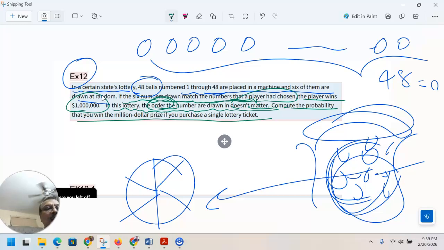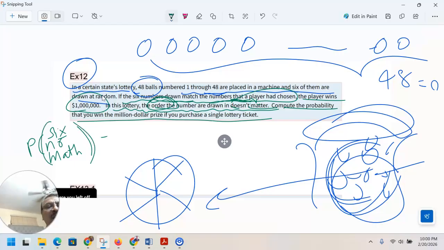That means, of course, when you want to win the lottery, all 6 numbers match. So this is the definition. The probability of all 6 matching is a ratio where there's only one way. That means out of 6, you get all 6 correct. But the bottom piece is because there are 48 of them, so from 48, you're selecting 6.